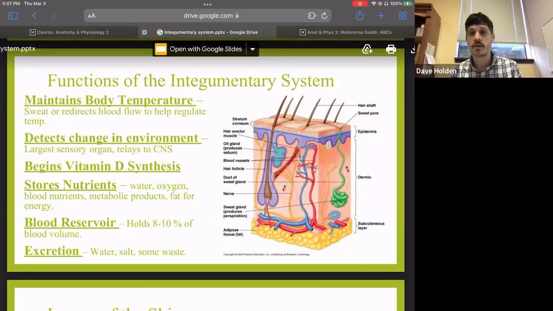Skin is also the largest sensory organ that you have, so it is constantly looking for changes in the environment. These would be temperature changes, pressure changes, or any kind of change related to touch or vibration. The skin also initiates vitamin D synthesis. Vitamin D synthesis begins in the skin, and it's triggered by sun exposure.